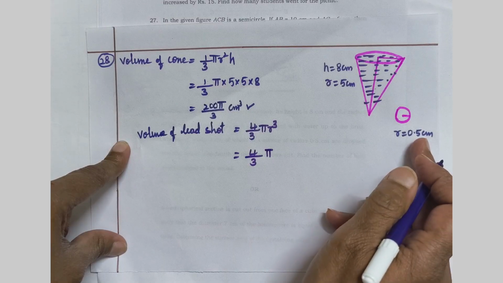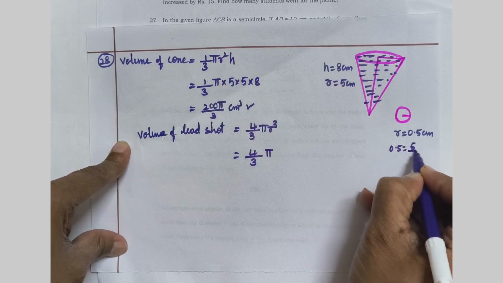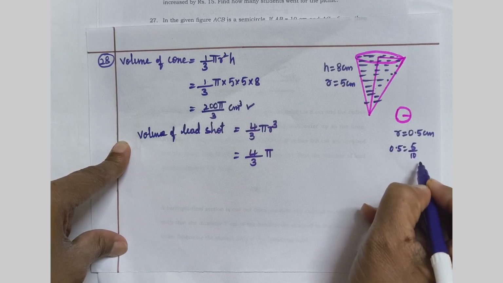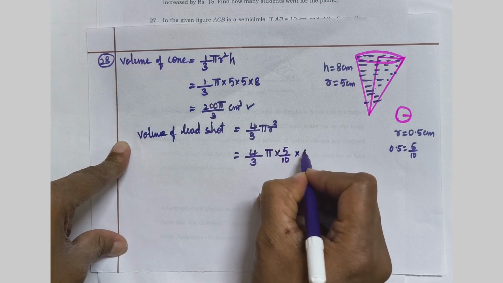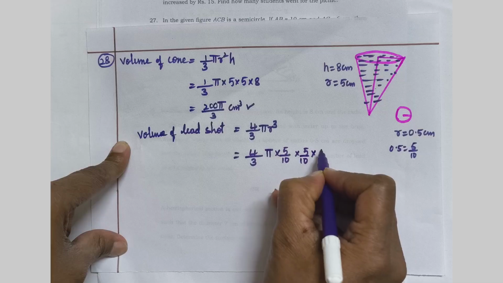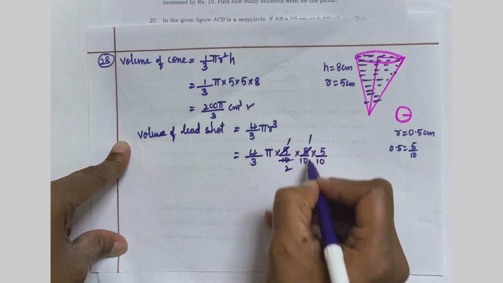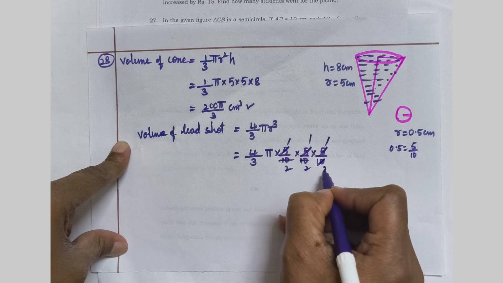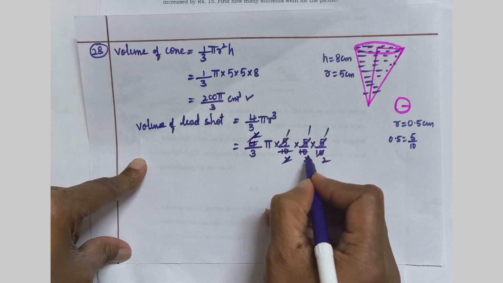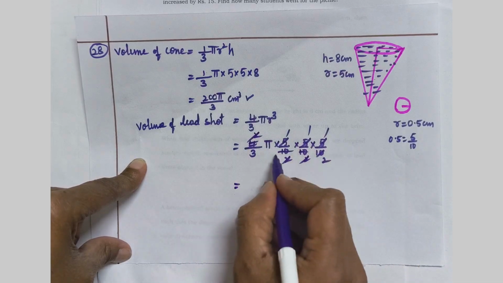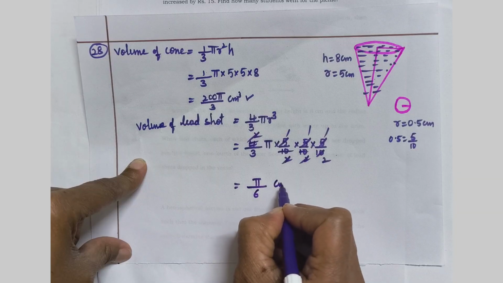Radius how much is there? 0.5 is there. So 0.5 means we can write 5 by 10 also. 0.5 without the point is 5 by 10. So now I am writing 5 by 10 into 5 by 10 into 5 by 10. Now any cancel possible? 5 ones are 5, 5 twos are 10. Again any cancel possible? 2 ones are 2, 2 twos are 4. So here what remains? Upside pi remains. Downside what remains? 3 into 6, centimeter cube.